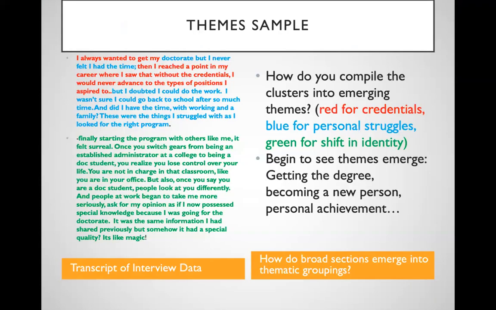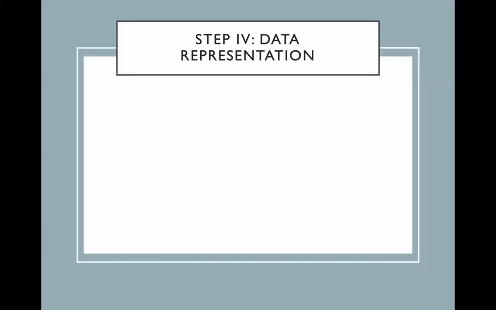So here, let's look at the themes here. No, how do you compile the cluster into emerging themes? Red for credentials, blue for personal struggles, green for shift in identity. Here you need to begin to see the themes emerge, like getting the degree, becoming a new person, and personal achievement. So how do broad sections emerge into thematic groupings? Let's look at that and pay attention. This will lead us, therefore, to data representation.